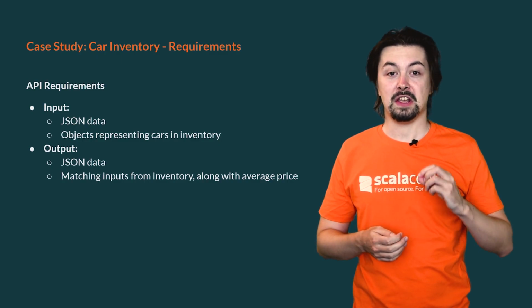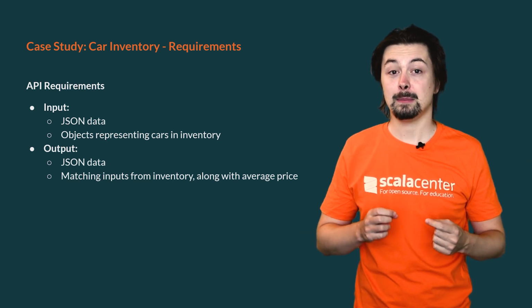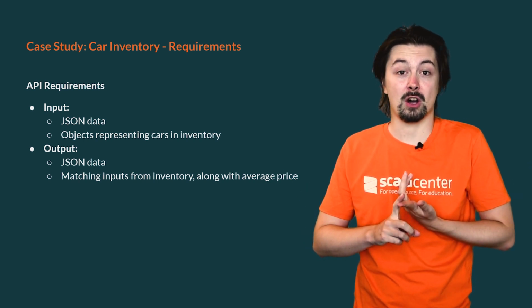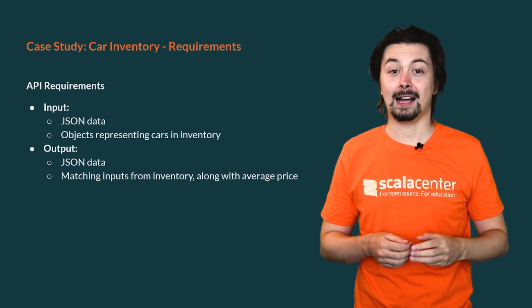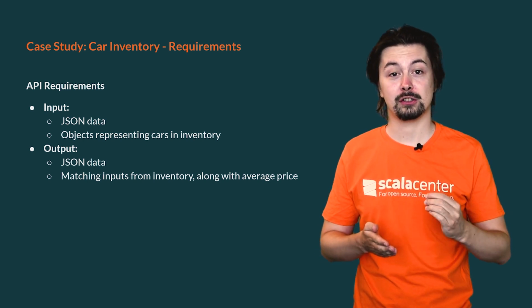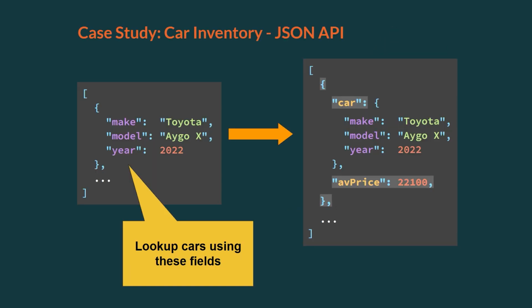Say I'm building an inventory service for a car dealership, and they need an API that, given some queried car models, responds with their average price. I have chosen to build a serverless function to implement this API. Its request body comes in the form of a JSON array of car objects with make, model, and year fields, where each object corresponds to a car in the inventory database.